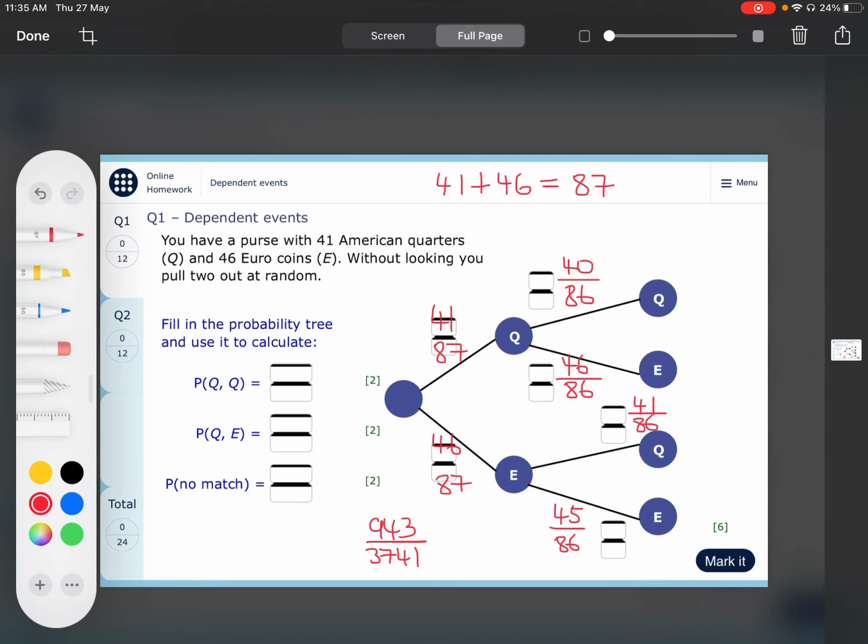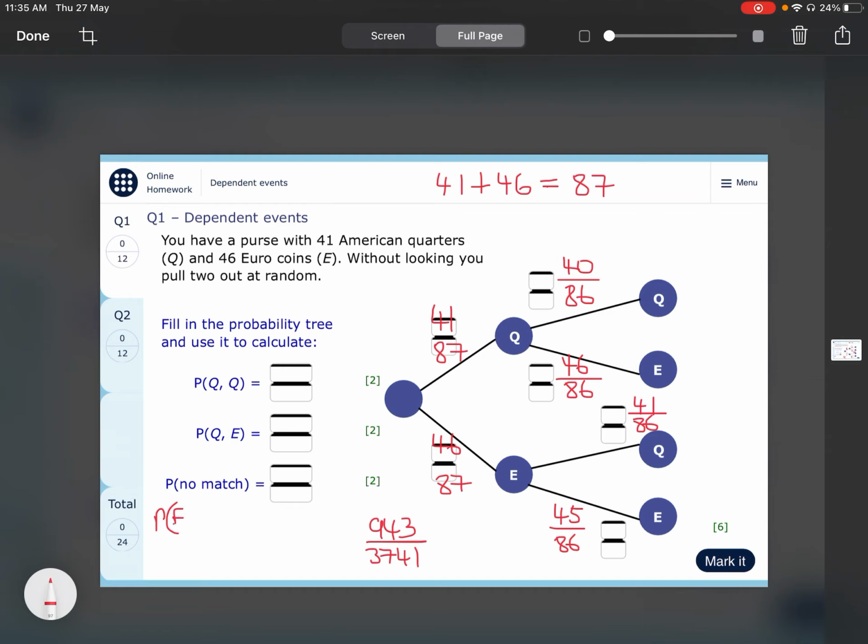But we also need to work out the probability of EQ, so the other combination of not matching. That's going to be slightly different because it's E first, which is 46 over 87, multiplied by 41 over 86. And when I put that into the calculator, it's going to give me the same answer.